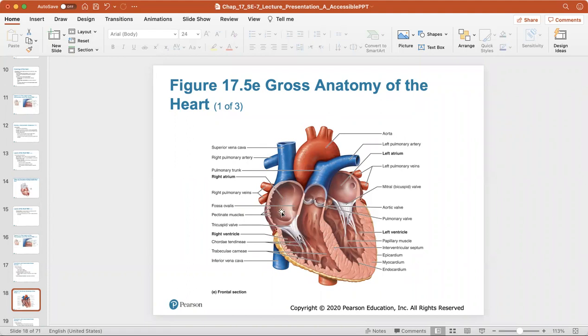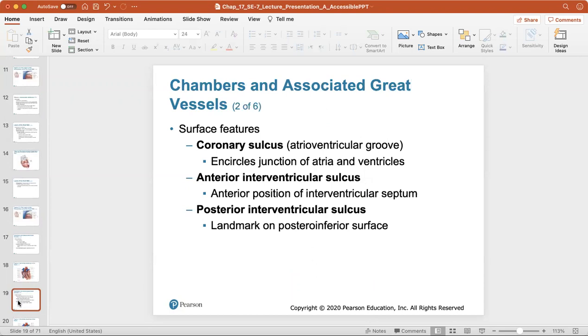So it goes from the right atrium through the tricuspid valve into the right ventricle, through the pulmonary valve to the pulmonary trunk and arteries, comes back into the heart via the pulmonary veins into the left atrium, through the bicuspid valve into the left ventricle, and then out again through the aorta. So you should be very familiar with the anatomy of the heart and the direction of blood flow through the heart too. There's some surface features of the heart.